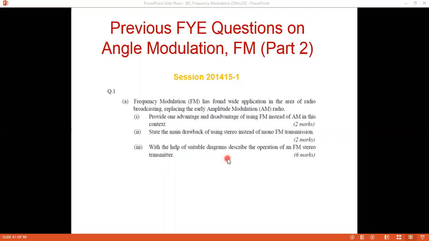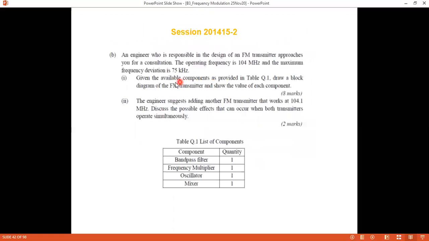And then finally, the operation of the FM stereo transmitter. For this one you can refer to the block diagram that we discussed. We have all three components: remember the double sideband part, the pilot part, and also the L-R part. And don't forget the pre-emphasis in your circuits. So for this one, refer to our lecture block diagram. Okay, next.